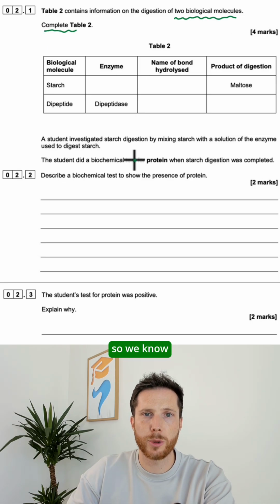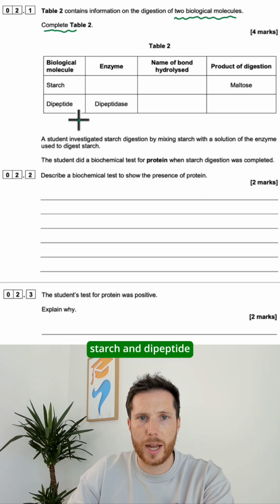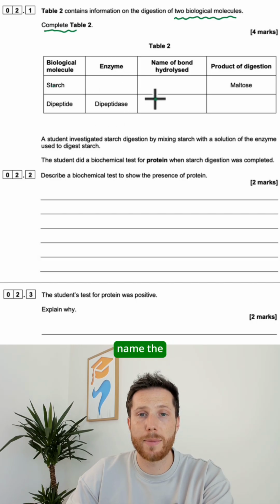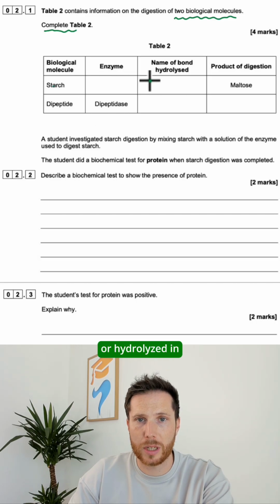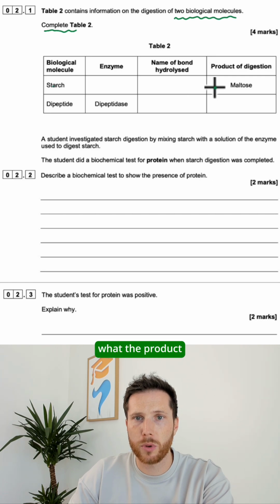So what do we have so far? We know that our biological molecules are starch and dipeptide. We need to figure out what enzymes are going to break them down. We need to name the type of bond which is going to be broken or hydrolyzed in this reaction. And we need to say what the product of digestion would be for this biological molecule.